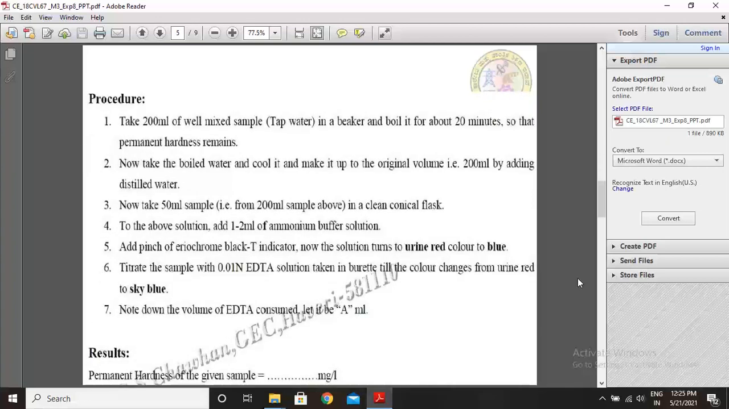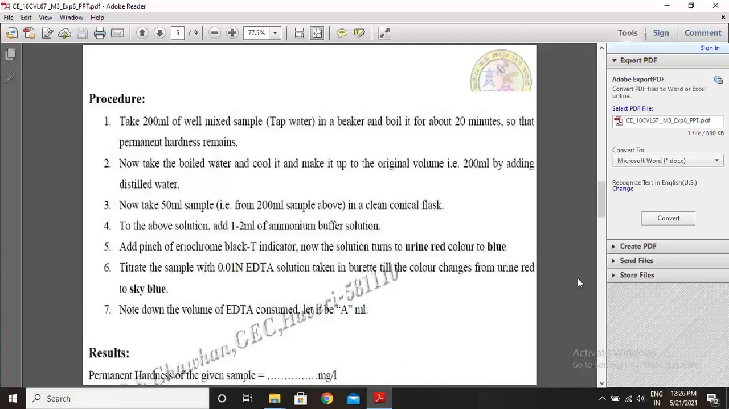Now let us see the procedure, how this experiment is conducted. Take 200 ml of well mixed sample, that is tap water, in a beaker and boil it for about 20 minutes so that only permanent hardness remains. Next step, take the boiled water, cool it and make it up to the original volume, that is 200 ml, by adding distilled water. So now it becomes 200 ml of water.